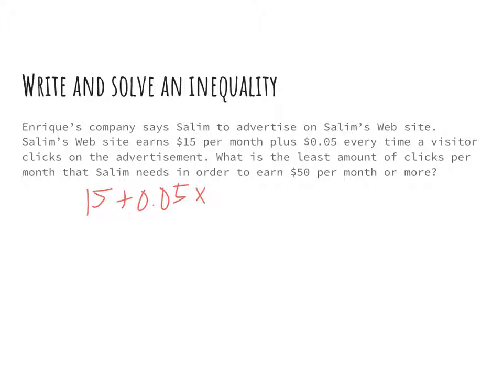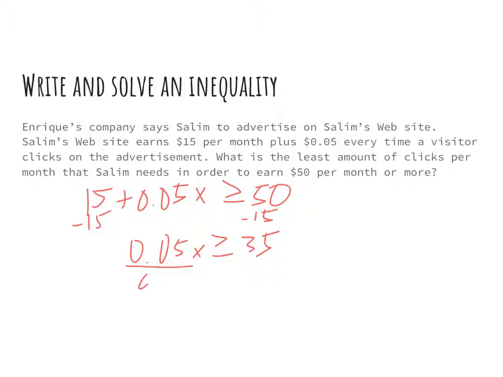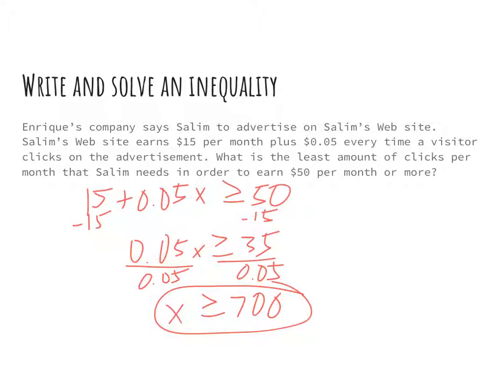So x is going to be the number of clicks, and they want that to be at least $50. So this is how we set up our inequality, and now we just have to solve for x. So we can subtract 15 from both sides. I get 0.05x greater than or equal to 35. Divide both sides by 0.05. And we get an answer of at least 700 clicks is needed to earn $50 or more every month.